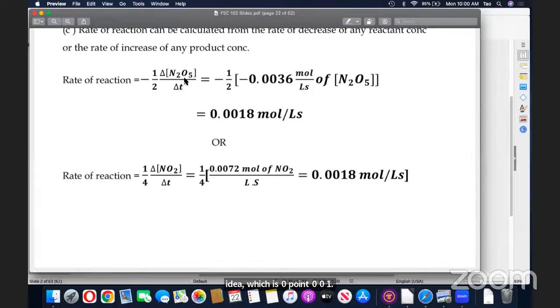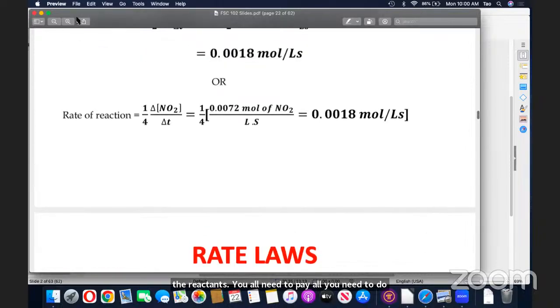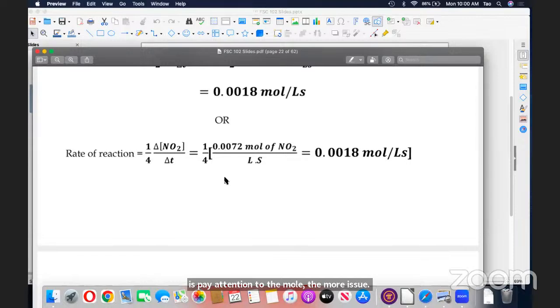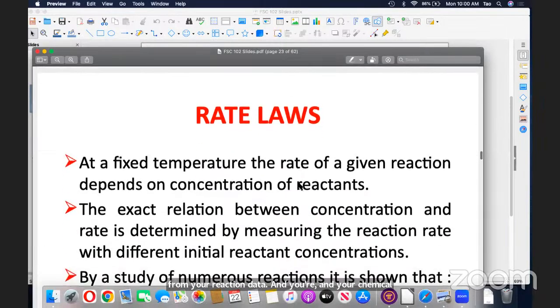So you see now, you're using N2O5 because it is 2 mole, you're dividing by 2. You get 0.0018. When you're using NO2, you're dividing by 4. You get 0.0018. So determining the rate of reaction, you can use any of the reactants. All you need to do is pay attention to the mole ratio. So that is how to determine the rate of reaction from your reaction data and your chemical equation, while taking cognizance of the mole ratio.